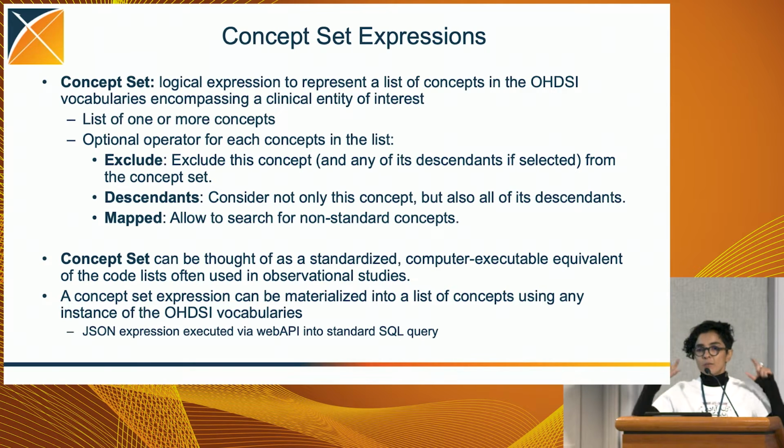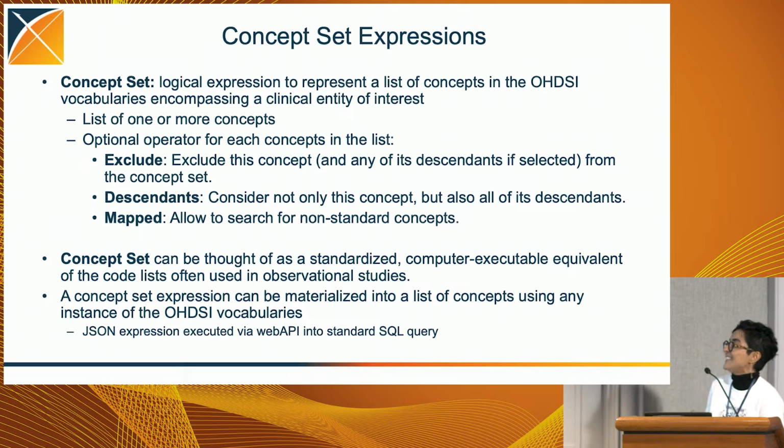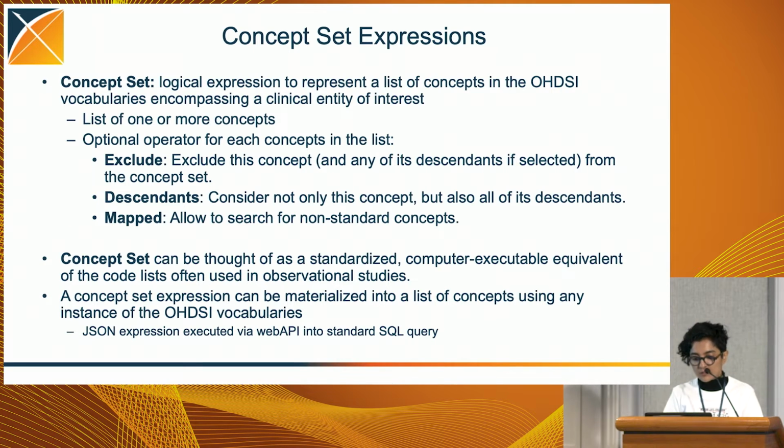So if you're thinking about the whole mindset of how we do observational studies, a concept set is literally a standardized, computer-executable equivalent to what we often call a code list, right? You've seen papers that say this set of ICD-10 codes was used, or ICD-10 and ICD-9 codes were used for hypertension. When we put them together with the logic of include and exclude and all of that, this is called a concept set.